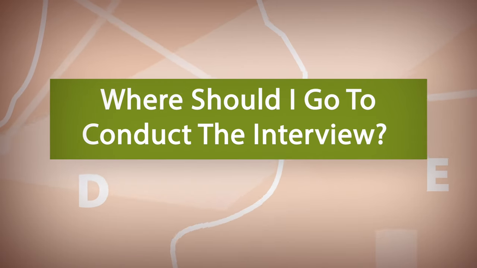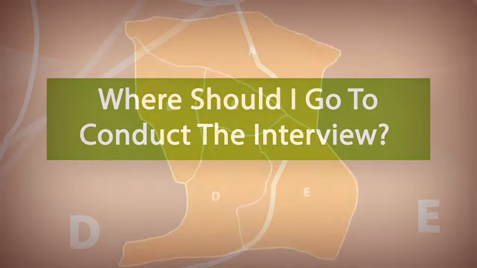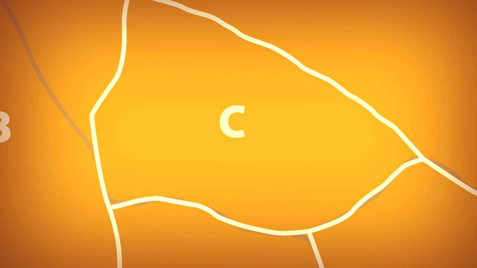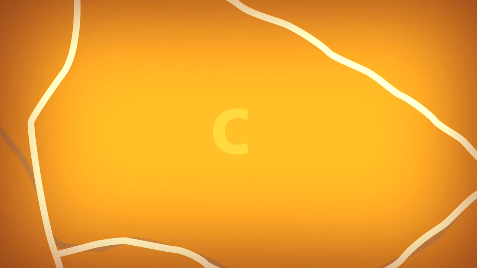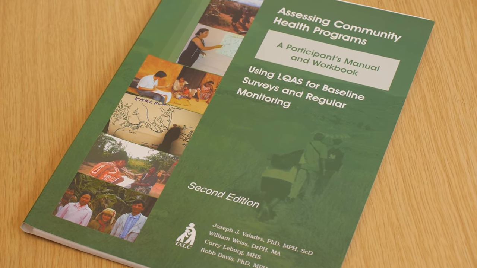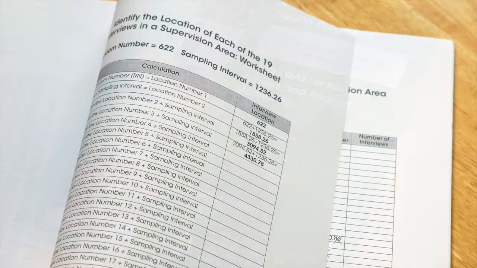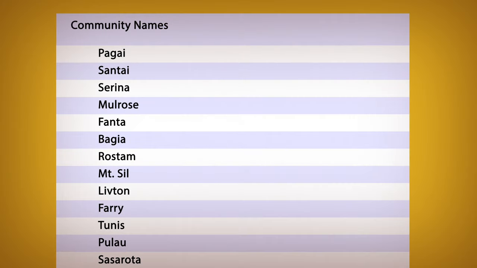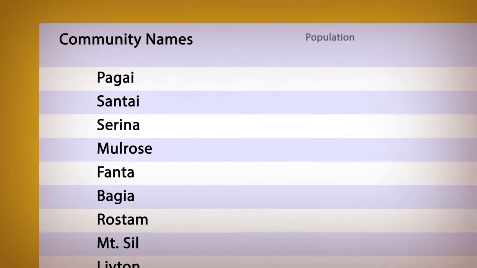Where should I go to conduct the interview? The next step in the survey is to identify locations for the 19 interviews in your supervision area. We can make this decision using a few steps. You'll find 2 useful tables in your participants' manual. In the first table, list all the different communities in your supervision area and list their populations.